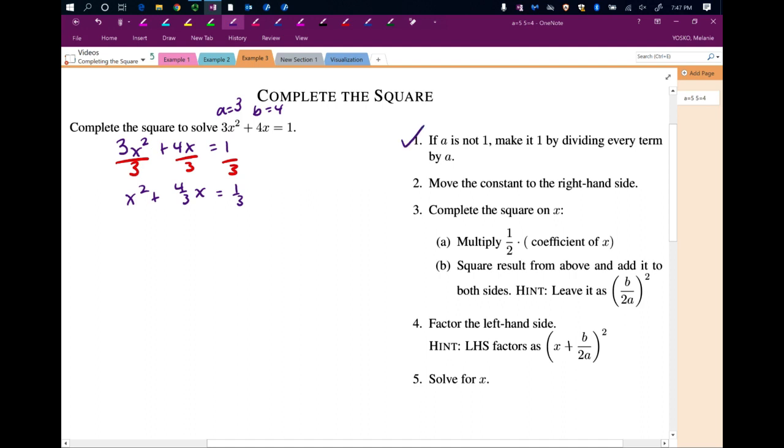So done with that. Now we're going to move the constant to the right-hand side. Oh, look, there it is, already on the right-hand side. It was given to us in that form. So done. Now we're actually going to do the process where we complete the square on x.